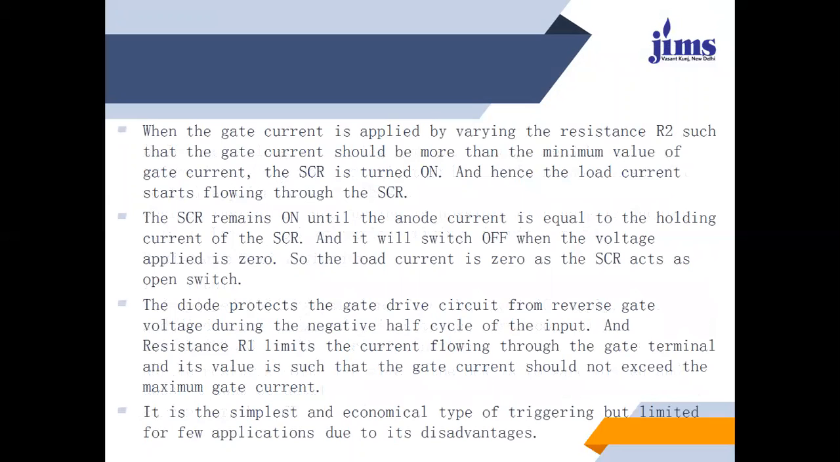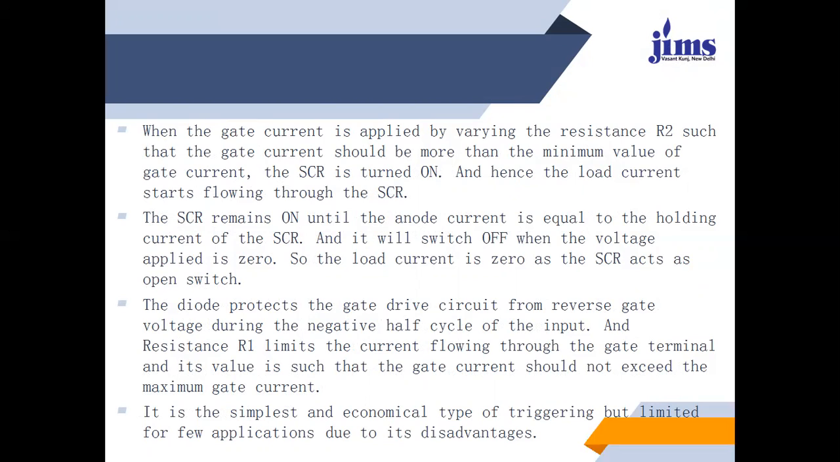When the gate current is applied by varying the resistance R2 such that the gate current is more than the minimum value of the gate current, the SCR is turned on and hence the load current starts flowing through the SCR. The SCR remains on until the anode current falls to the holding current of the SCR, and it switches off when the voltage applied is zero. So the load current is zero as the SCR acts as an open switch.